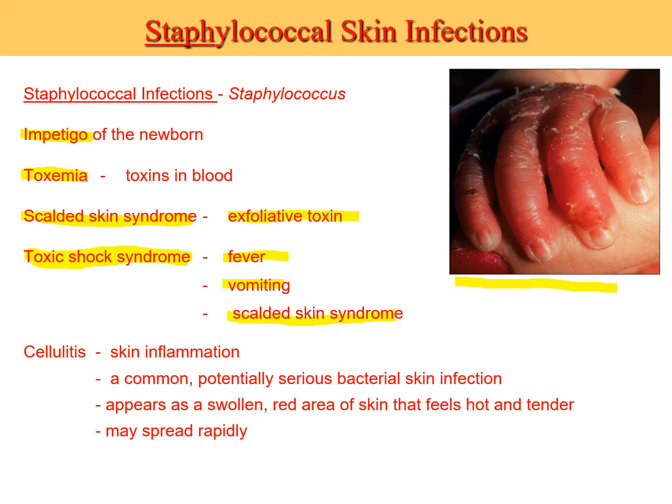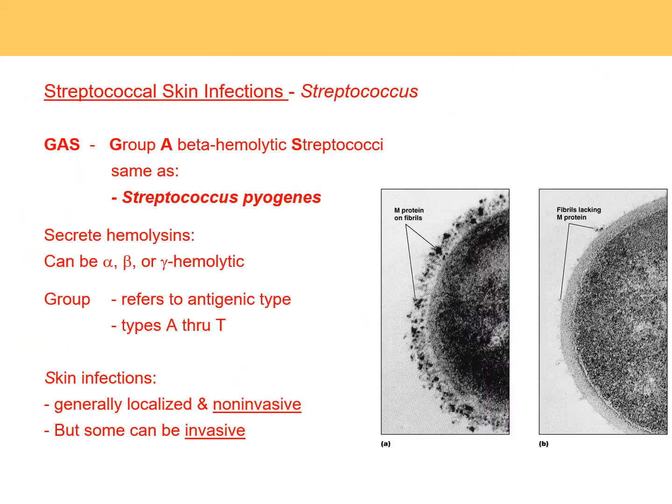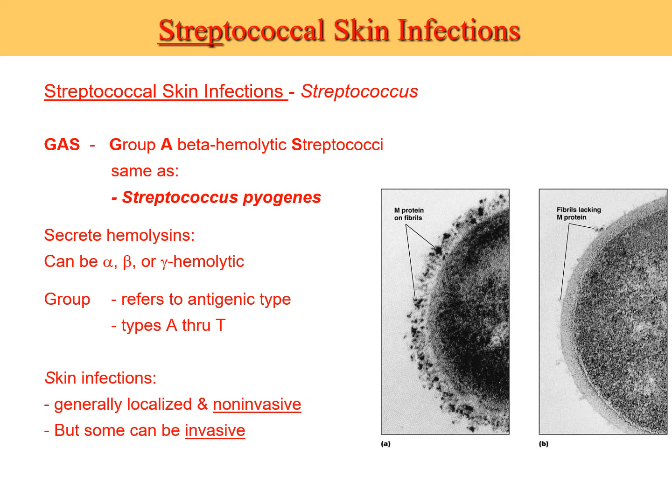So staph can also cause cellulitis, a not that uncommon inflammatory infection of the skin, potentially quite serious. It appears as a swollen red area of the skin. It feels, with typical inflammation, hot and painful. It's tender, can spread very rapidly and can spread further into the tissues. Cellulitis is taken quite seriously. So that's staph. Now we'll talk about streptococcal infections.